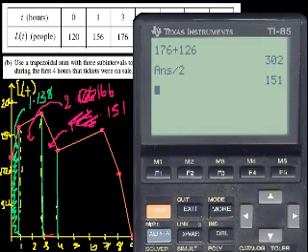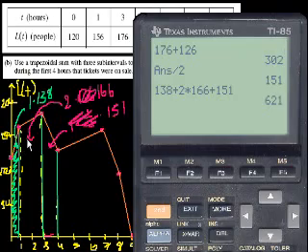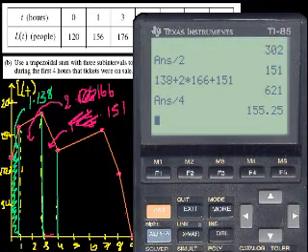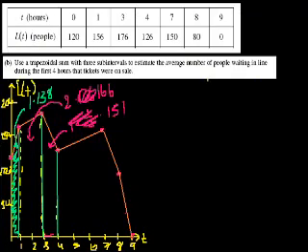It's going to be 138 plus 2 times 166 plus 151. So that's the total area under those trapezoids. But then they ask us, what's the average value of the function? Well, the average value is just the area divided by the base. The base is 4, right? From noon to 4 p.m., or from time equals 0 to time equals 4. So we just divide this value by 4. Divided by 4, we get 155.25.